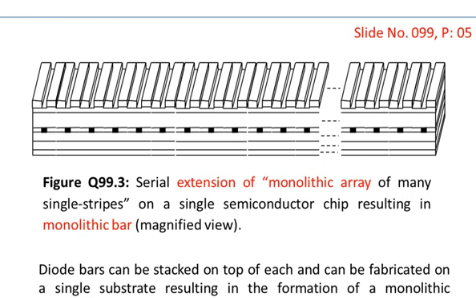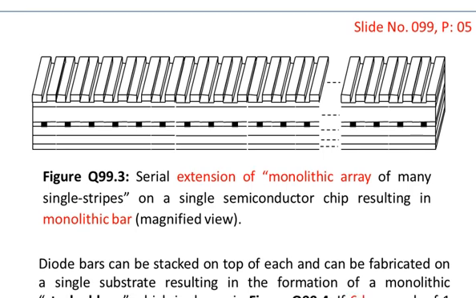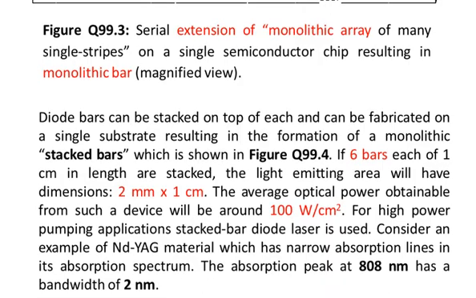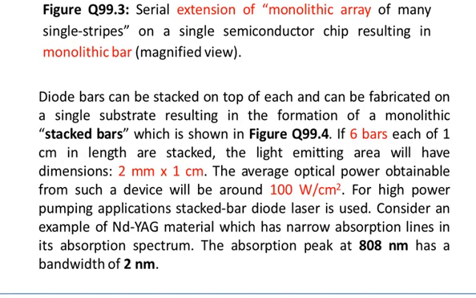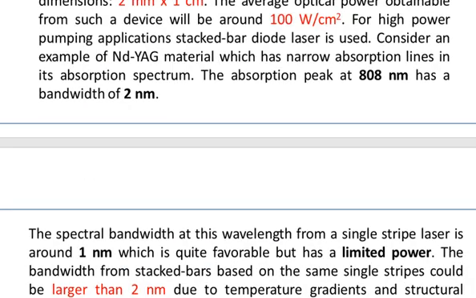So you see the diode bar which I have just described. And then the next step that we are going to describe is the stacked bar. Diode bars can be stacked on top of each other and can be fabricated on a single substrate, resulting in the formation of monolithic stacked bars, which is shown in figure number 4. So let's have a look at figure number 4.